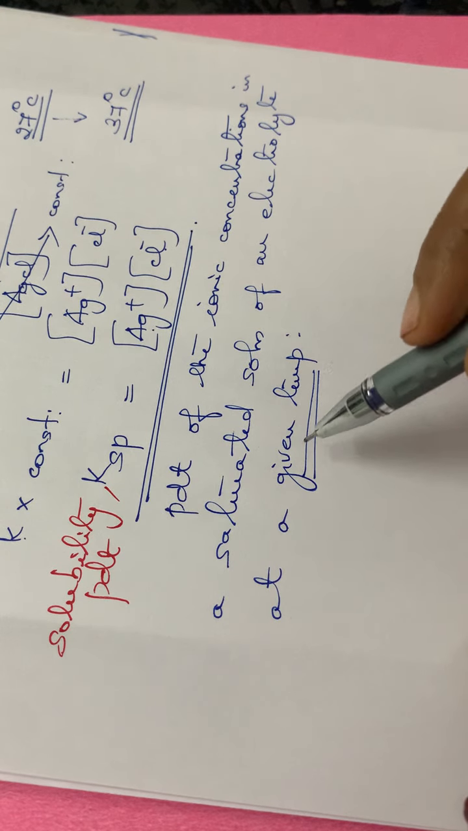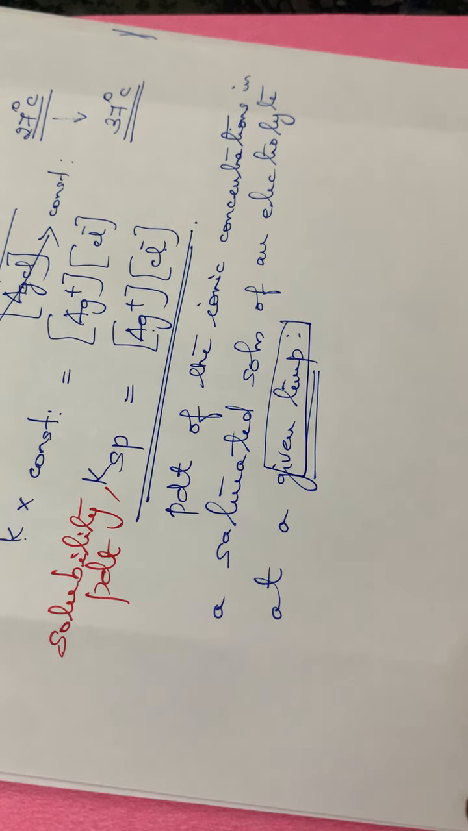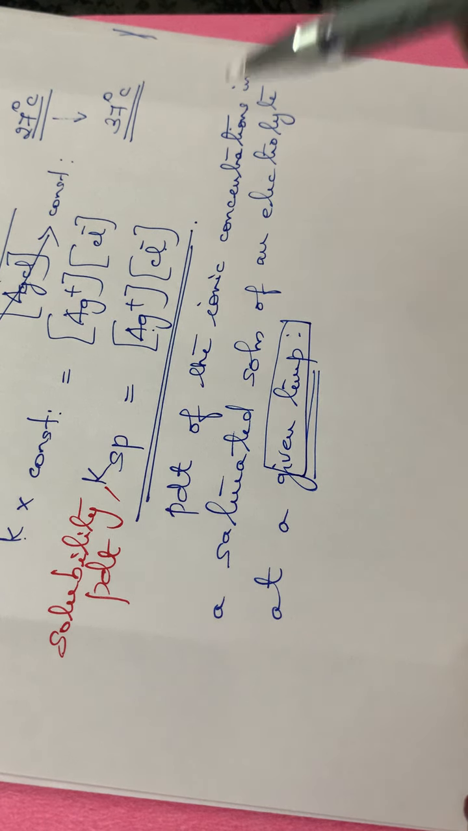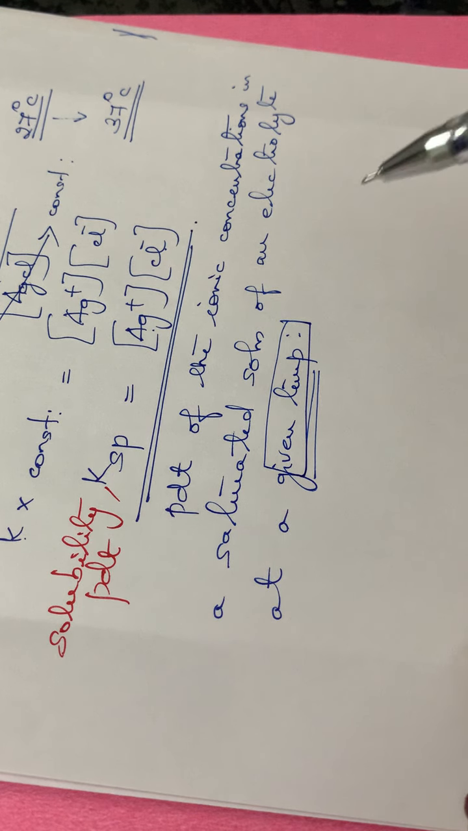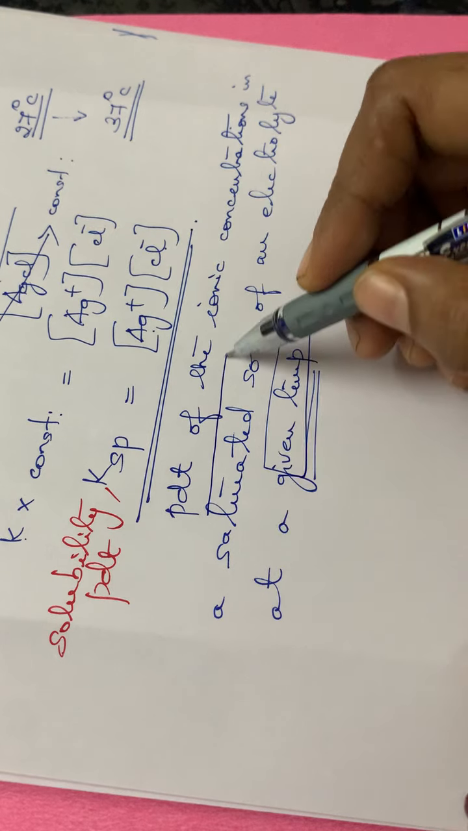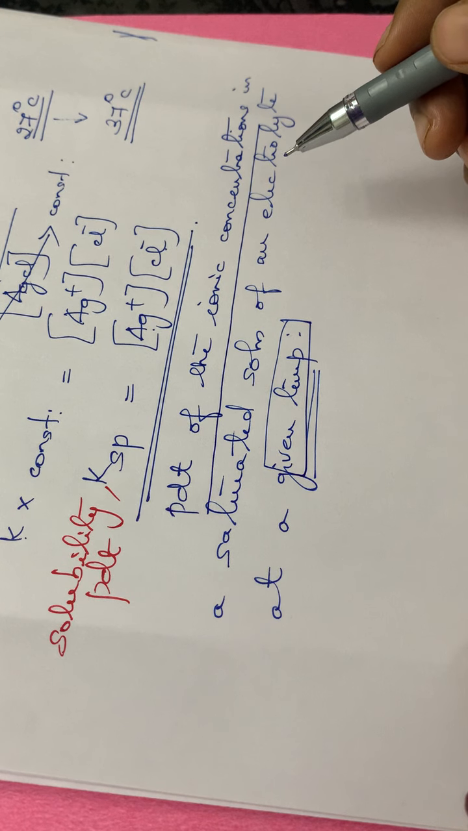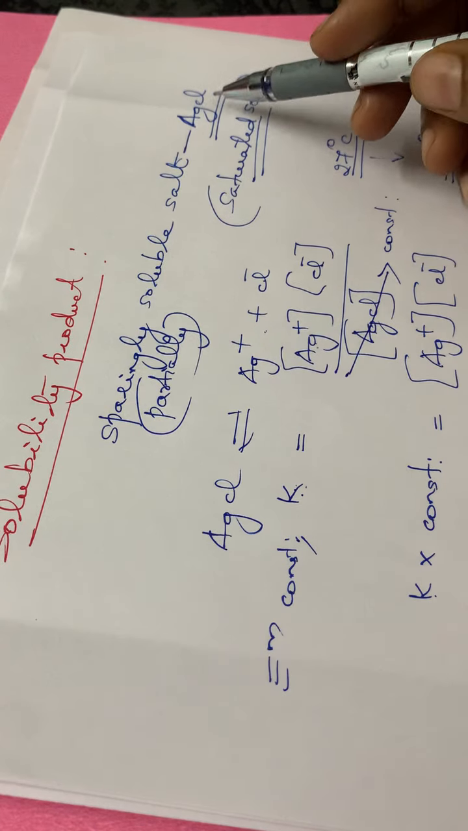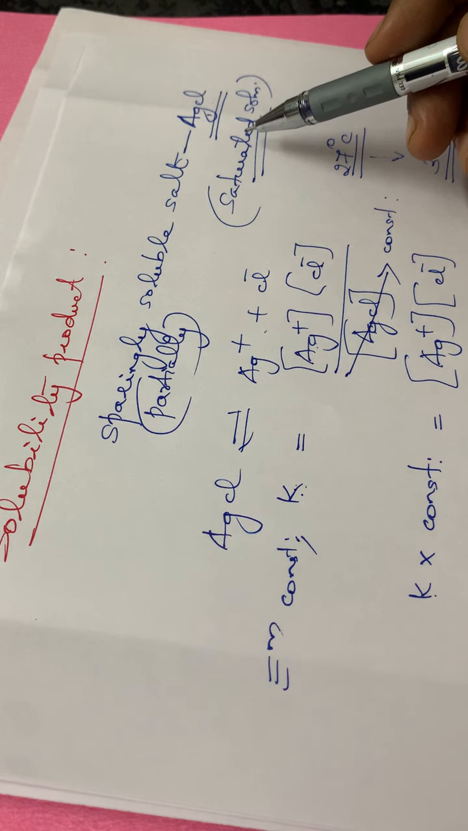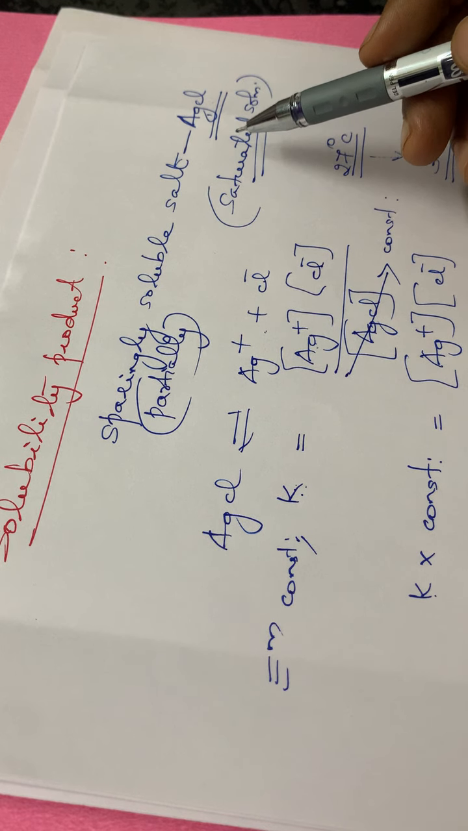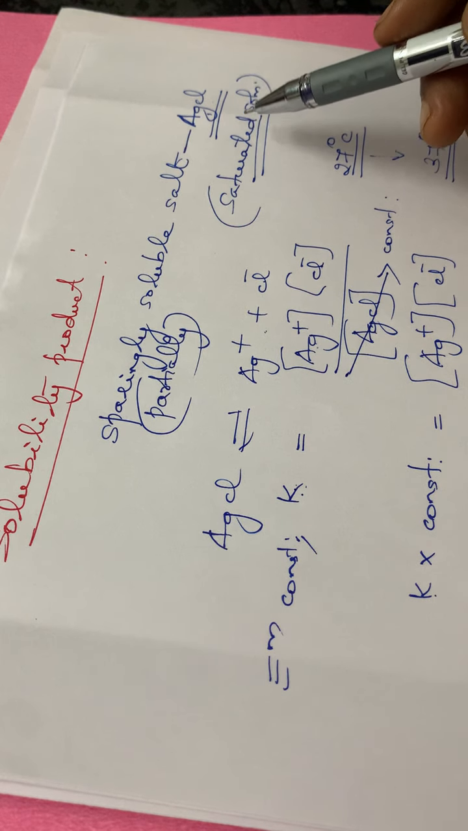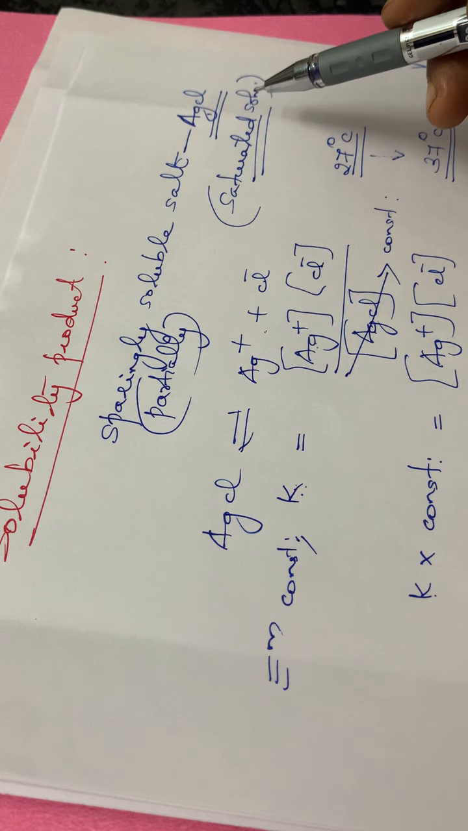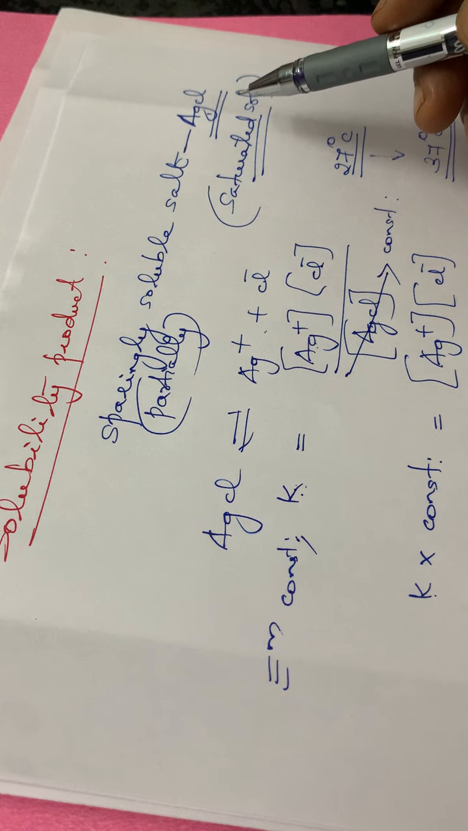So it is important to mention that term, at a given temperature. If we are representing the solubility product, it will be at a particular temperature itself, let it be 27 or 37 like that. So we can define the solubility product as the product of the ionic concentrations in a saturated solution. Here we are taking the saturated solution of AgCl, that is, no more salt will dissolve in that particular amount of water at that particular temperature, isn't it? So that is what is called a saturated solution.